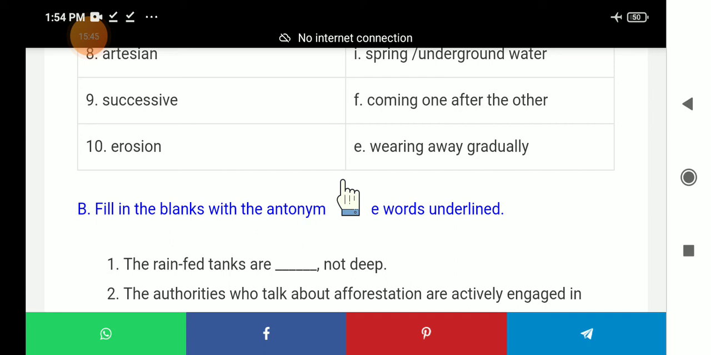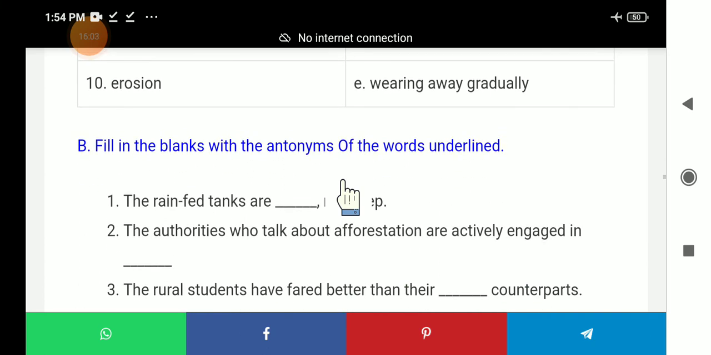Soil erosion is going to occur when the water flows very fast. This is what we have discussed, yes or no? So something getting worn away gradually is called erosion. So students, now comes the B part of the exercise portion of The Elixir of Life. We did the exercises about antonyms and synonyms in the beginning of this video. Here we have to fill in the blanks with the antonyms of the words underlined.